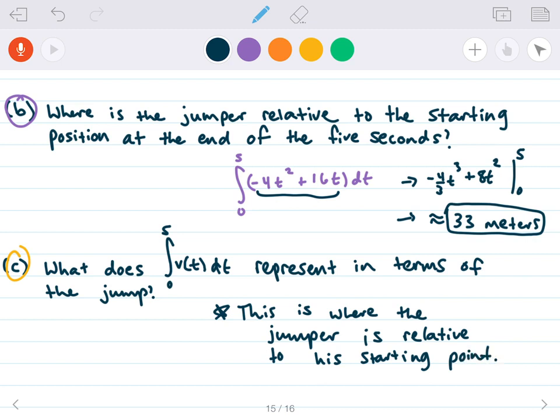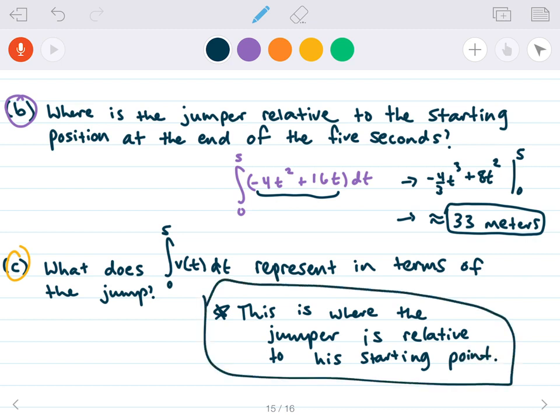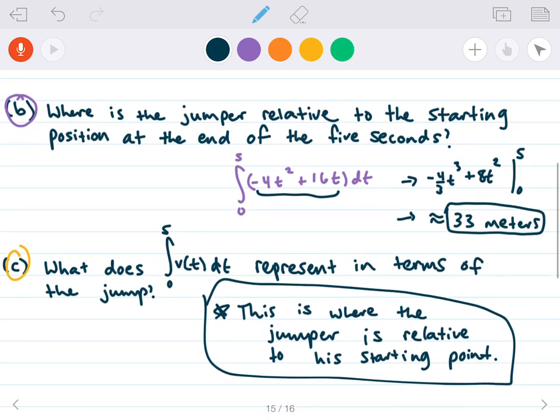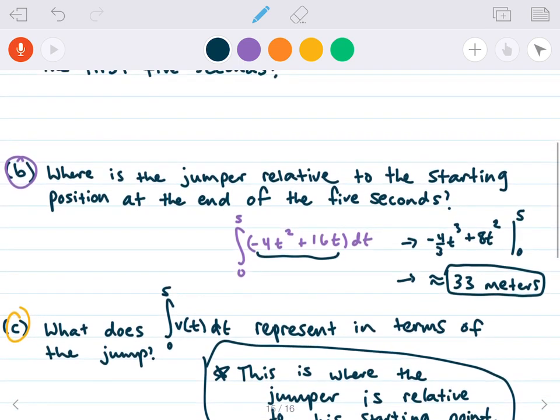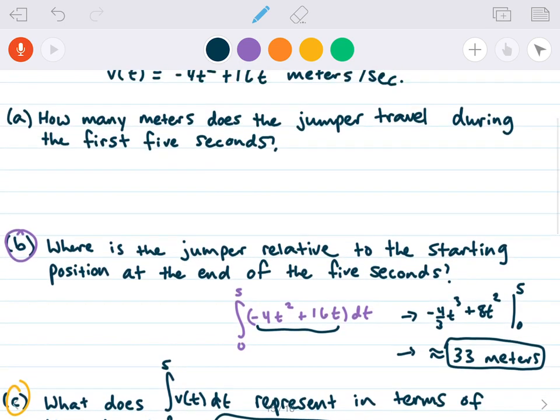Okay. So that's all fine and good, but let's go back to the first question. The first question, we can't just take the integral like we did for part B, because what the integral is taking into account is quote unquote negative area, right? Now, negative area is just corresponding to a direction. It's really not telling us how far the jumper traveled, right?